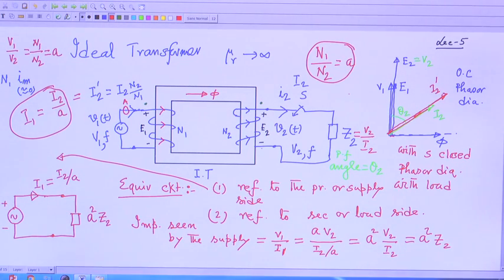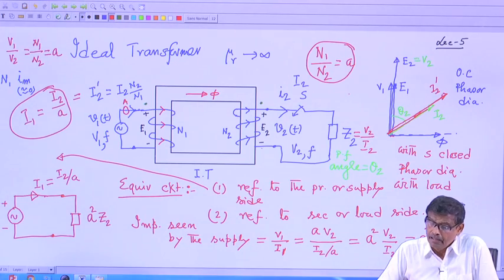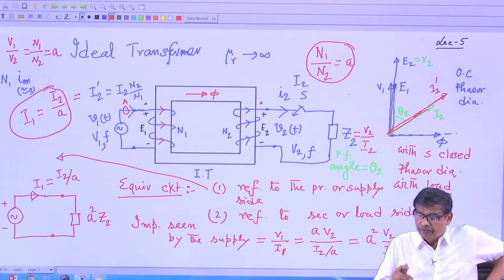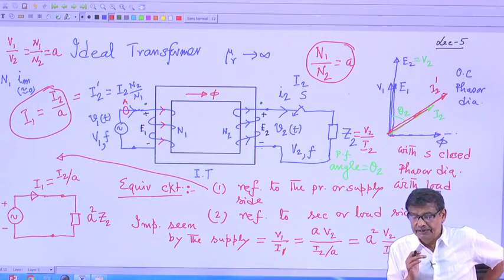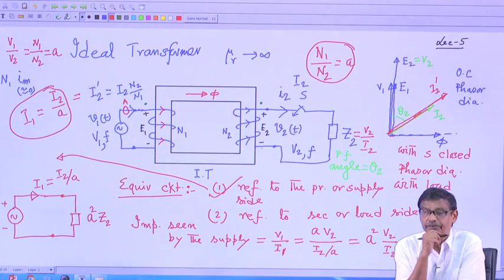So, it is useful to draw the equivalent circuit and solve big network problems which are using transformers. Okay. After you have done this, this is the equivalent circuit referred to the supply side.